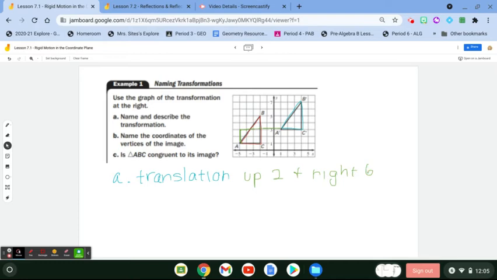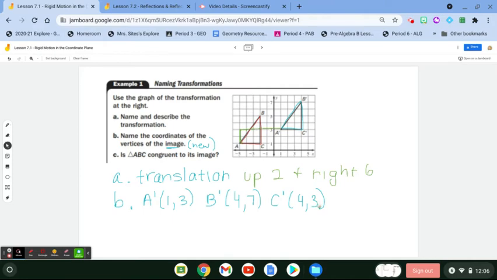For part B, it says to name the coordinates of the vertices of the image. Again, image means the new one, the new one that I have in blue. So for A prime, what are our coordinates? It'd be 1, 3. For B prime, it's 4, 7. And for C prime, it's 4, 3.